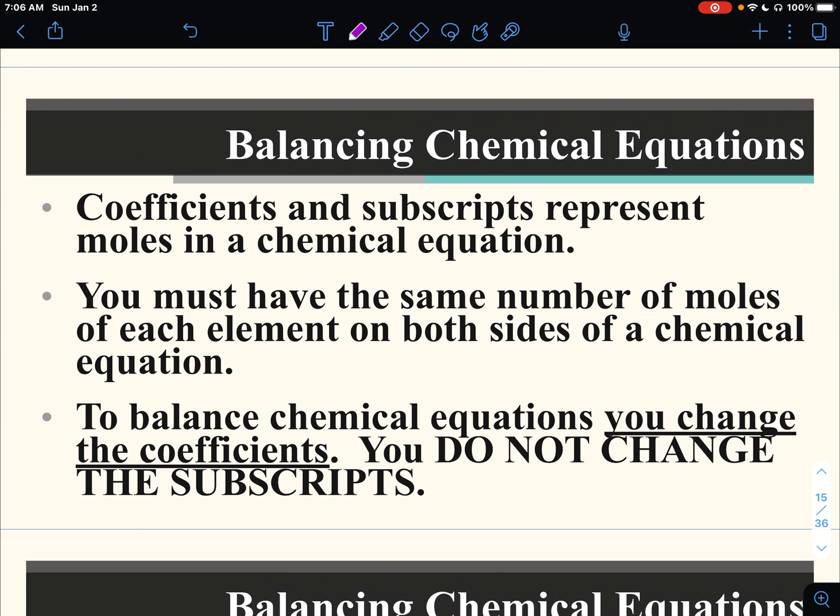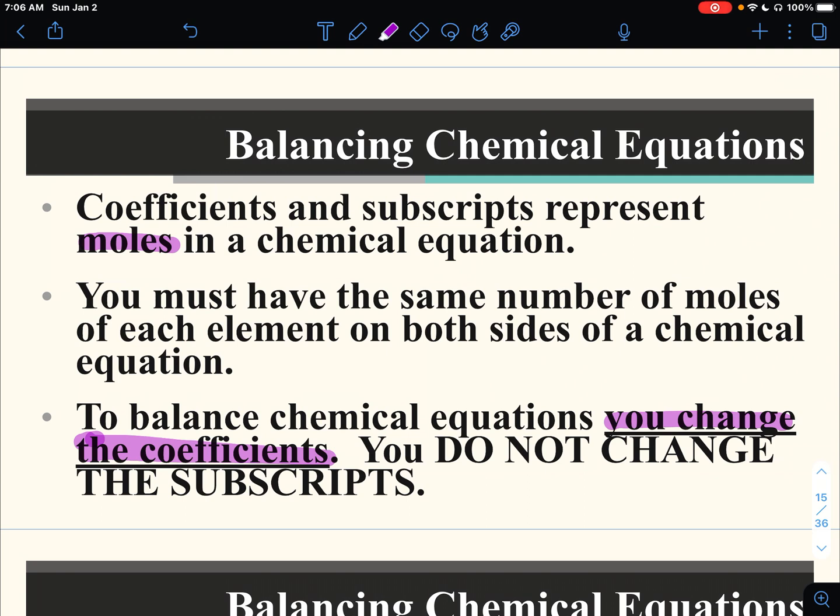So coefficients and subscripts in a reaction are going to represent moles, and you have to have the same number of moles of each element on both sides of the chemical equation. Okay, now to do that, you change the coefficients. You cannot change the formulas, the subscripts. Remember, you already wrote formulas.